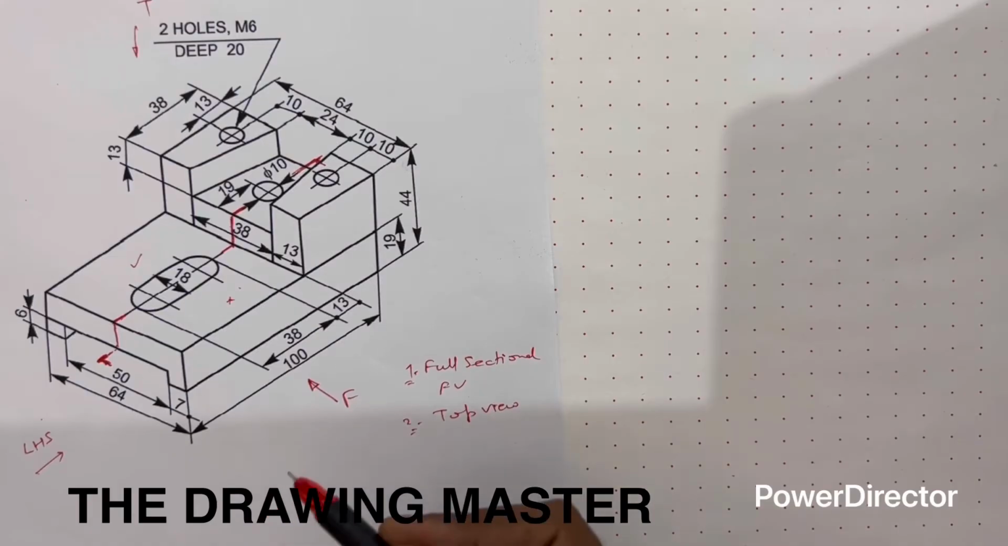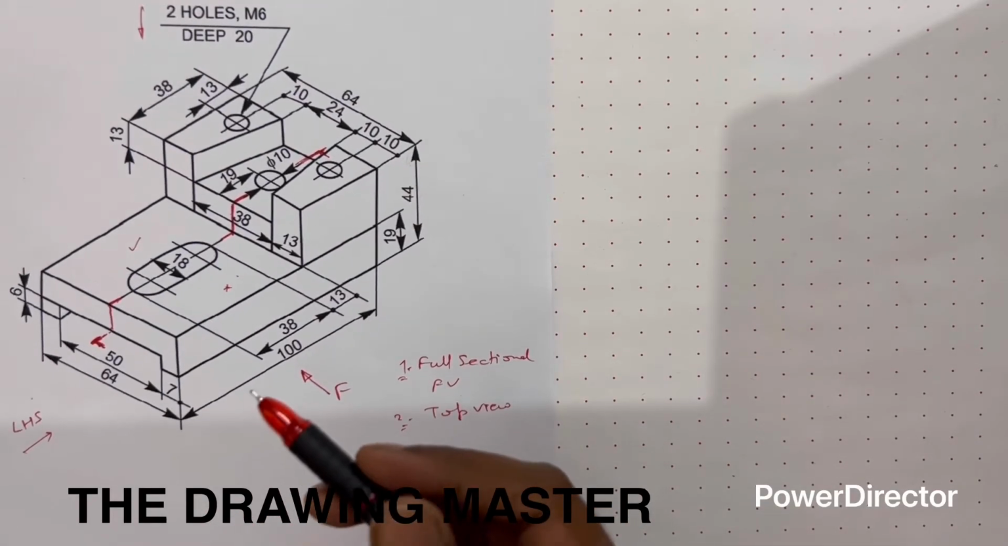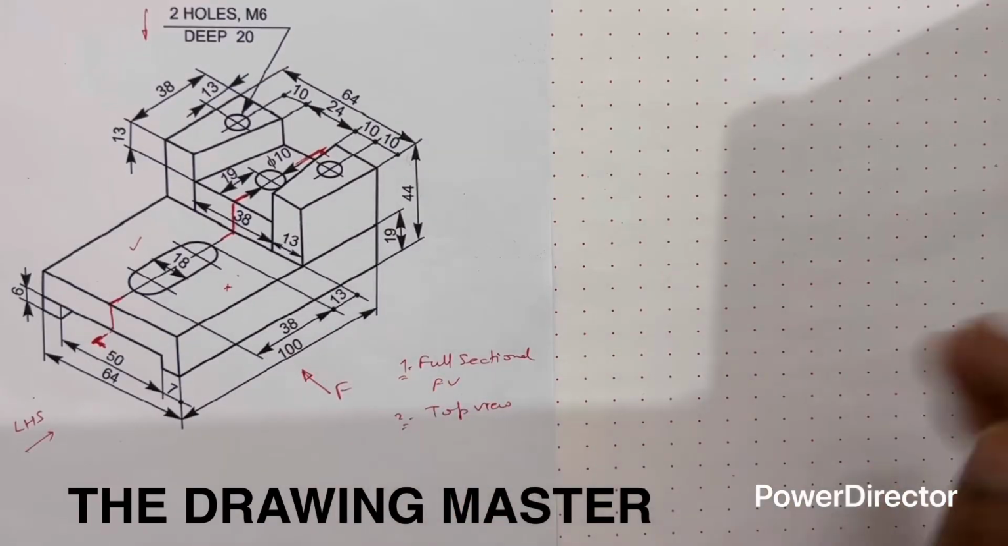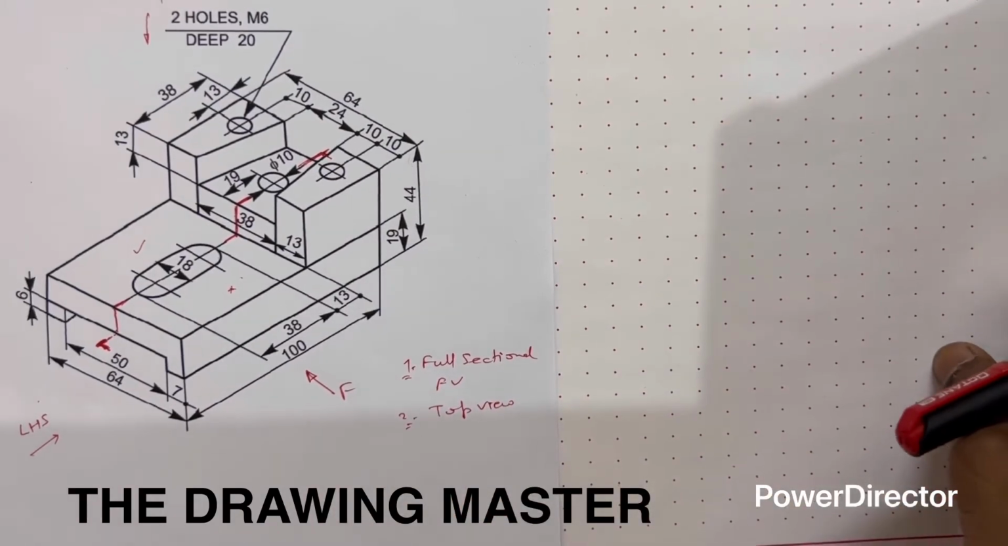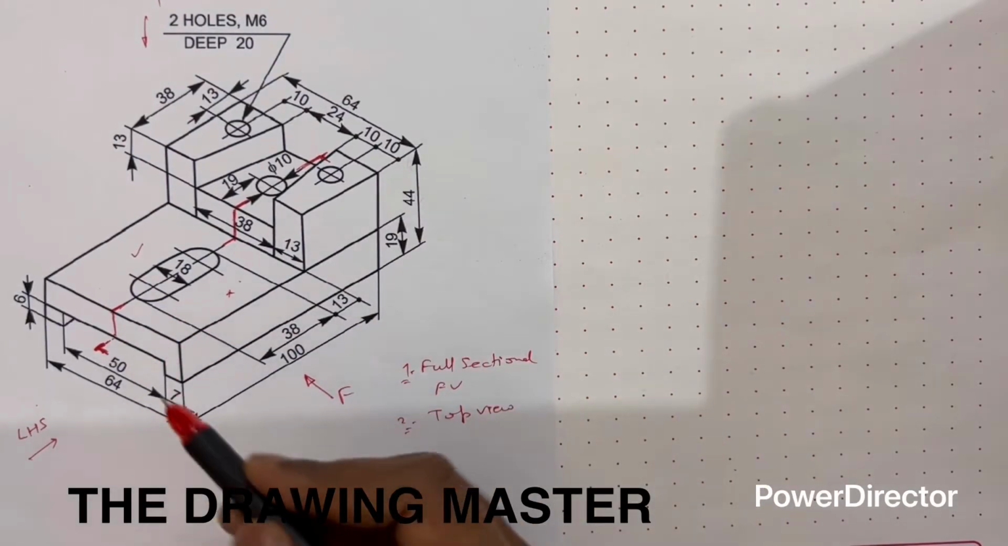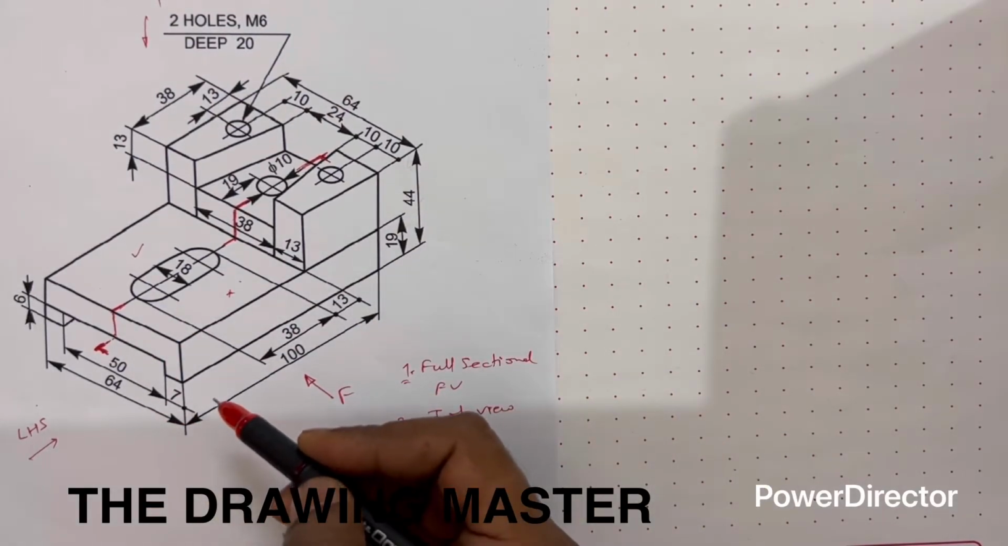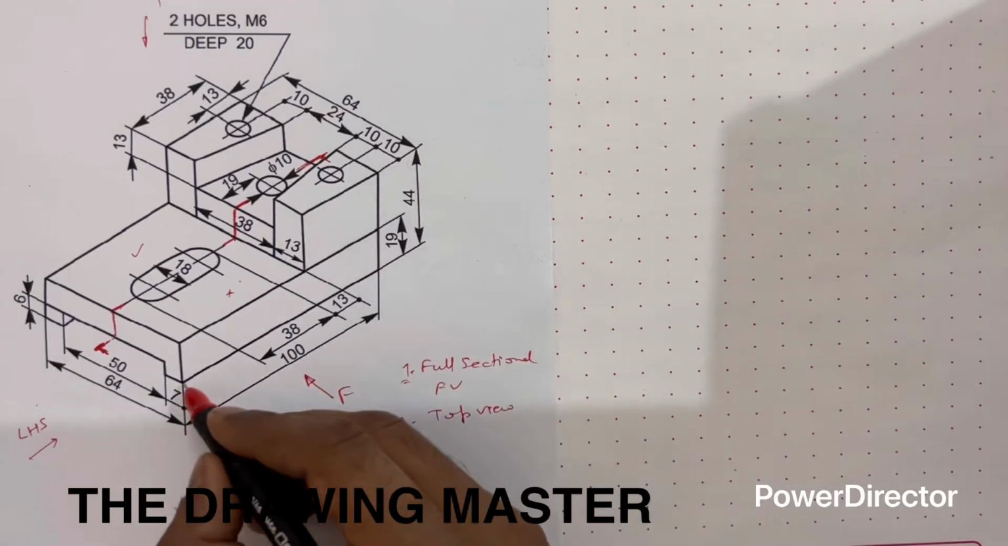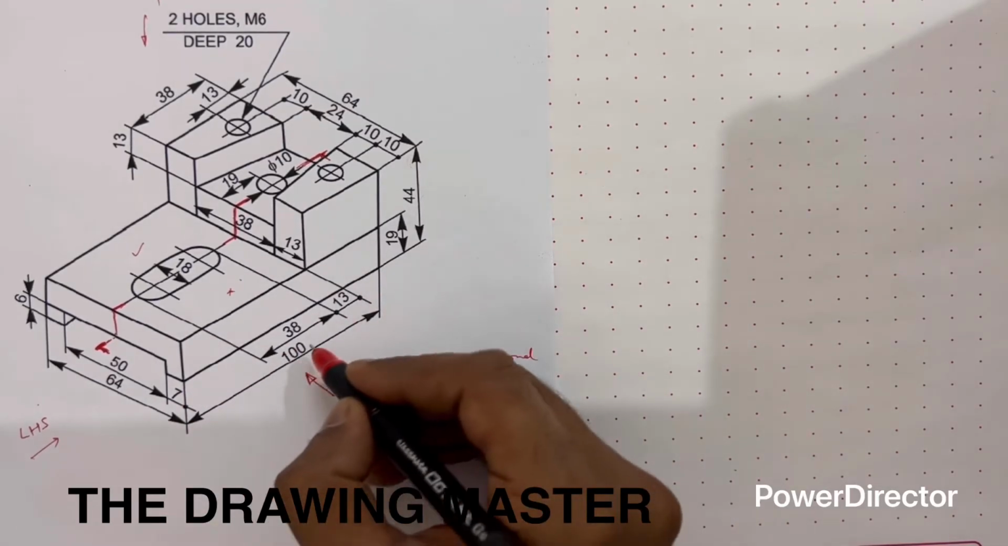So let's read the dimensions to draw the object. The very first step, whenever you are solving any problem like physics, chemistry or any other subject, is reading the statement. So here we'll read the dimensions of the object. From here to here, the total length of the object is 100.